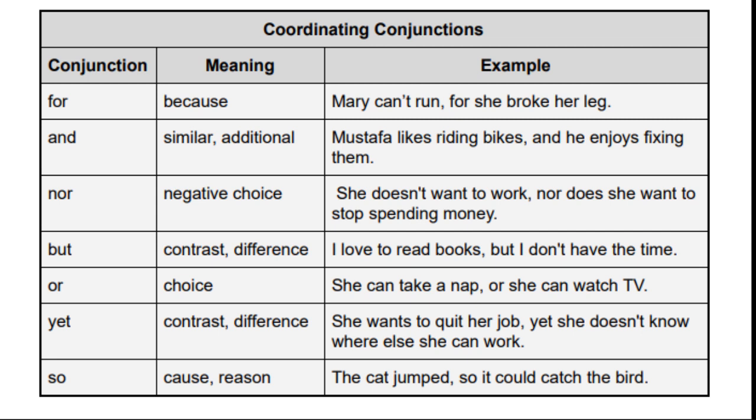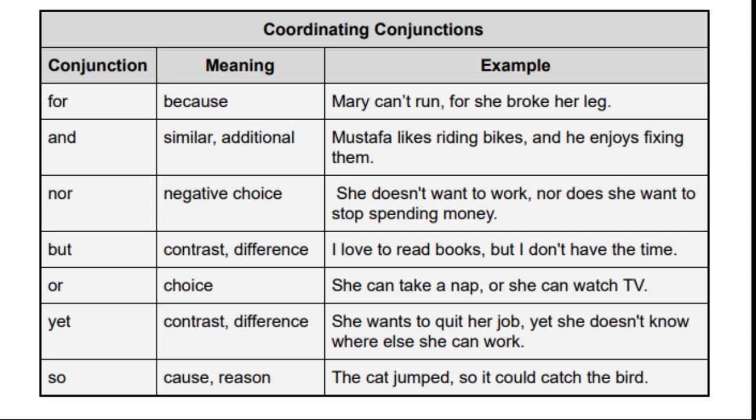For, the meaning of for is because. Mary can't run for she broke her leg. You could also substitute it and say Mary can't run because she broke her leg. Now, for is formal sounding, so we don't use it very often. Let's look at and. I think we're familiar with and. It just adds information. Mustafa likes riding bikes and he enjoys fixing them.